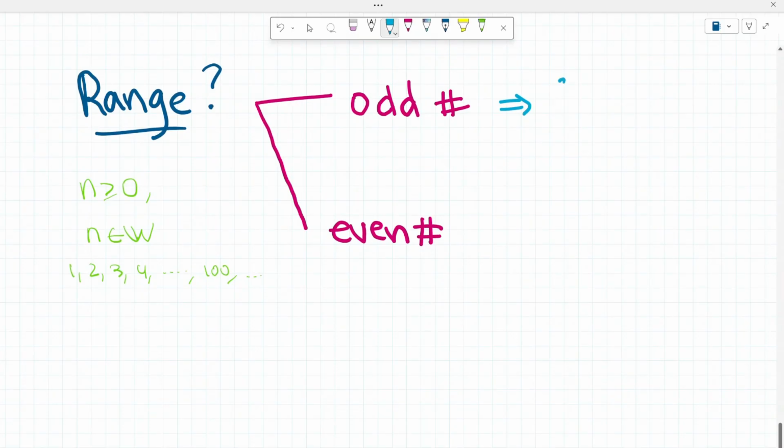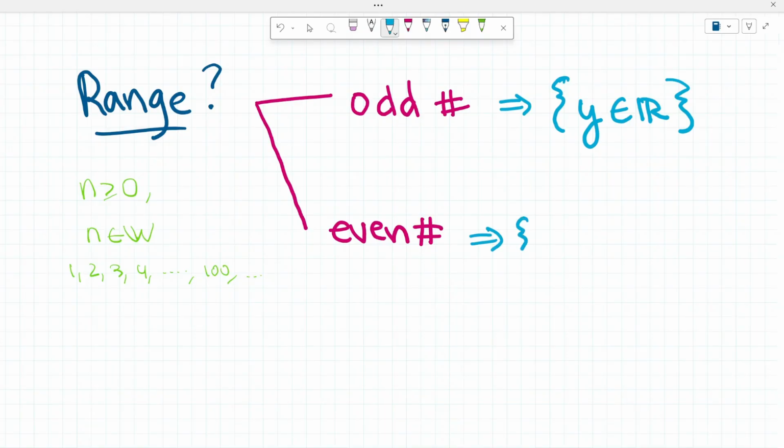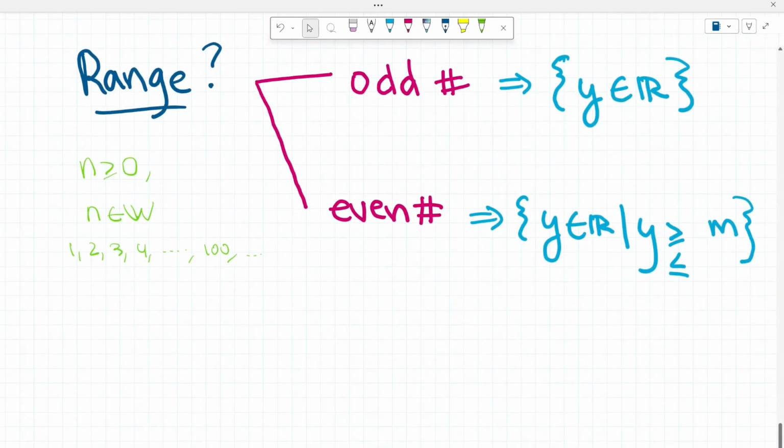Meaning that there are no restrictions on our range, so our range can be written as y is an element of the real numbers. However, if it's even, then we're going to have a restriction on our range. We'll have y as an element of the real numbers such that y is either greater than or equal to, or less than or equal to, a specific value. We'll just call it m, for example. And this is the case for even functions due to their inherent property and their symmetry of being even.